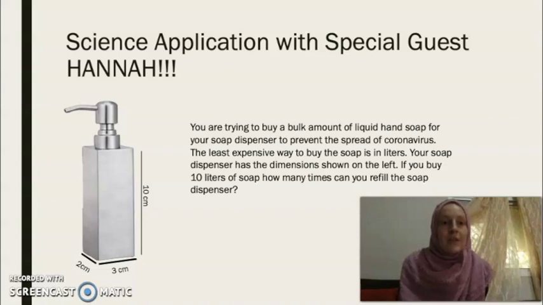So as you can read here, you are trying to buy a bulk amount of liquid hand soap for your soap dispenser to prevent the spread of coronavirus. Remember, the best way to prevent the spread of coronavirus is by regularly washing your hands with both soap and water. The least expensive way to buy the soap is in liters. Your soap dispenser has the dimensions shown on the left. If you buy 10 liters of soap, how many times can you refill the soap dispenser?